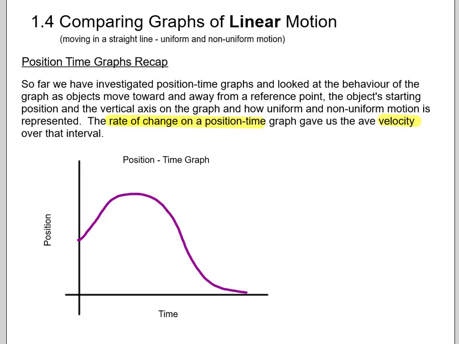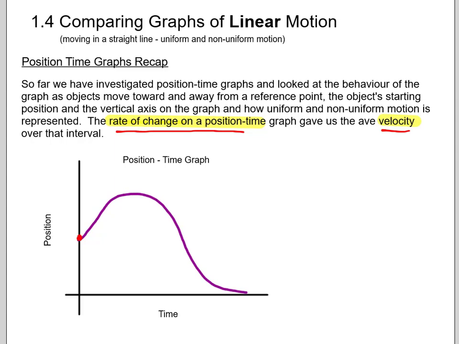So a quick recap. Position time graphs look at the behavior of an object and its position relative to some reference point. Objects can move away from or toward it. That's part of our description. And the key piece that we need to walk away with was that the rate of change on a position time graph was our velocity.